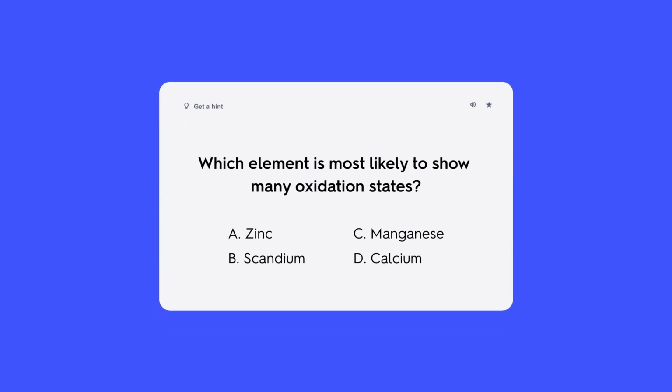Quiz. Which element is most likely to show many oxidation states? Zinc, scandium, manganese, or calcium? Keep your pick in mind. We'll reveal the answer in a moment and explain why.